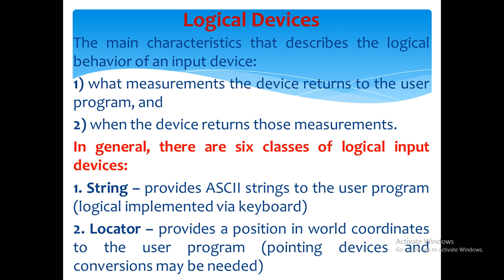It means if you are using a mouse as a locator device in your program, then after pressing that mouse, the input supplied by that mouse to your program is always x and y. Then you take those x and y in your program, and you decide what you want to do by taking those x and y, right? That is the locator device.